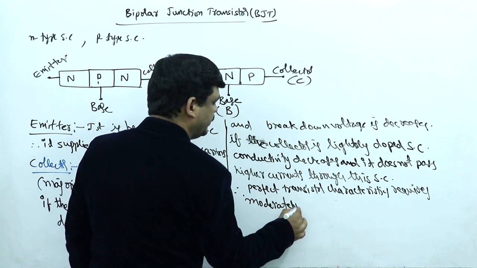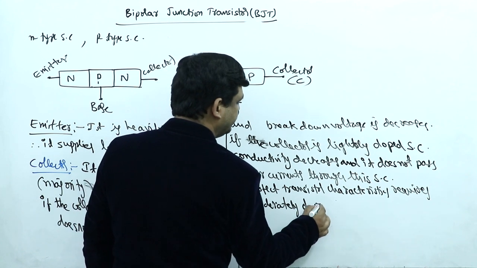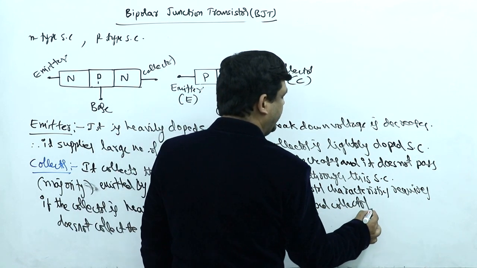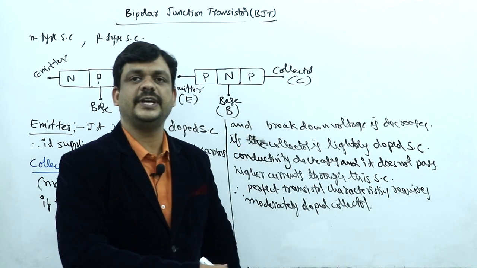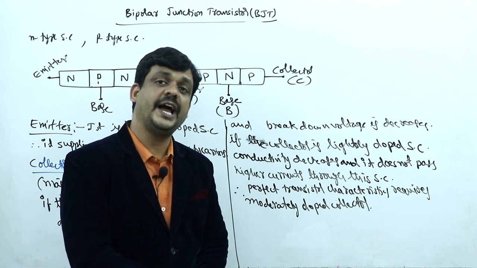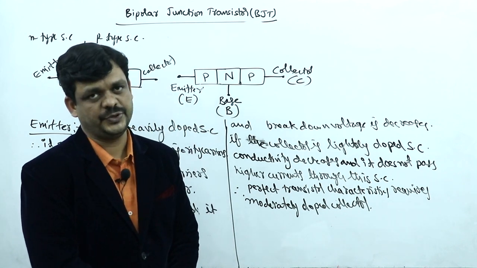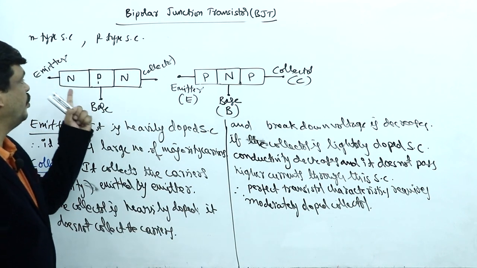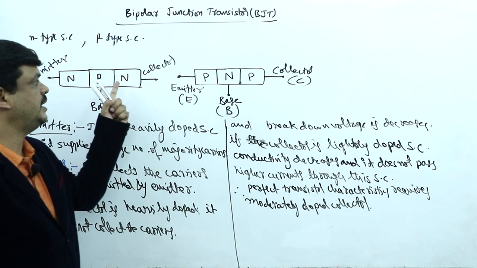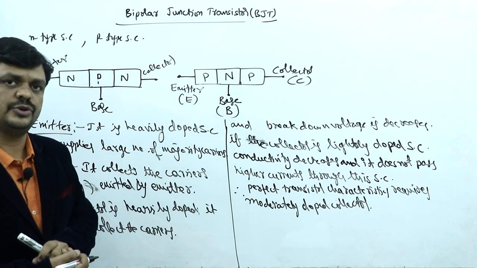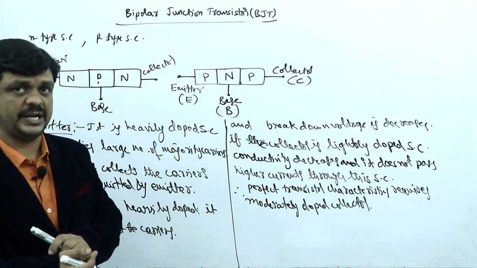Moderately doped collector. Right? So now finally, what is the doping level of the collector? Collector doping level is moderate, not very high and not very low. So a medium doping level is used here. So one semiconductor is highly doped, and another semiconductor is moderately doped, that is, a medium doping level, not very high and not very low.